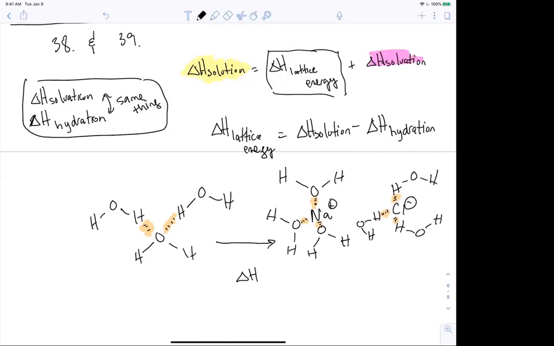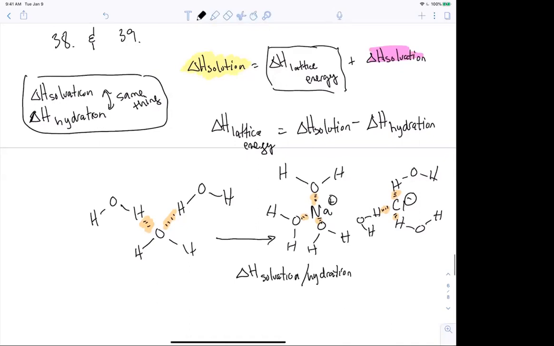But yeah, the delta H associated with this process of breaking bonds, this delta H of solvation or hydration, is the enthalpy of forming and breaking the bonds between the solvent and the solute. So I'm forming and breaking bonds.